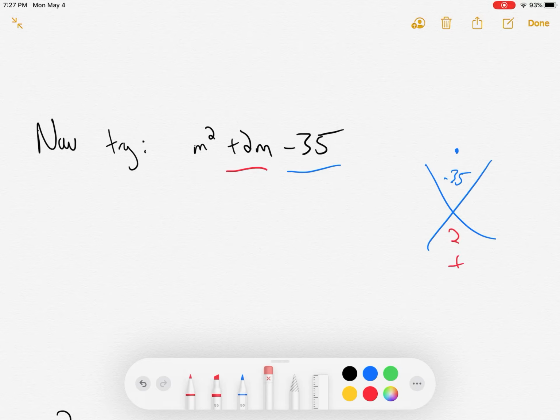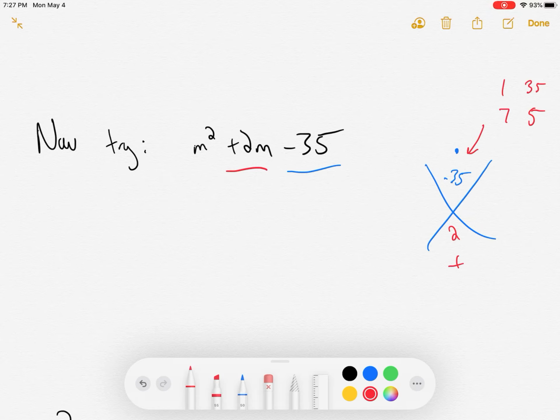So we got to think, well, first let's just ignore the negative in front of the 35. Let's just list out numbers that multiply to 35. Well, there's 1 and 35, and there is 7 and 5. I'm going to erase this 2 and make it look like an actual 2. Sorry about that. So now we want this to equal positive 2.